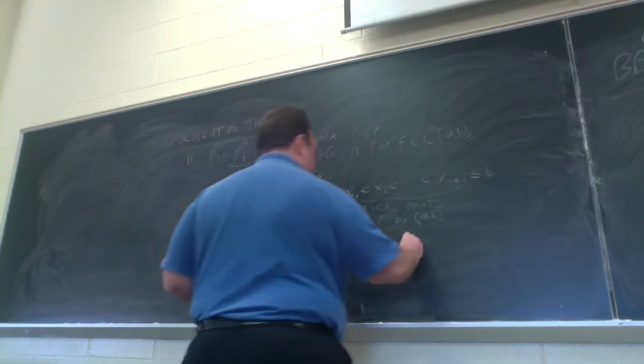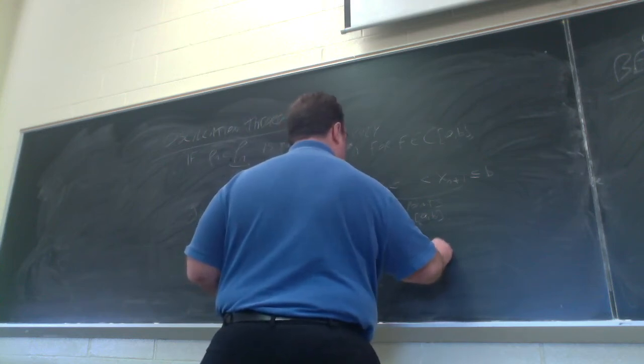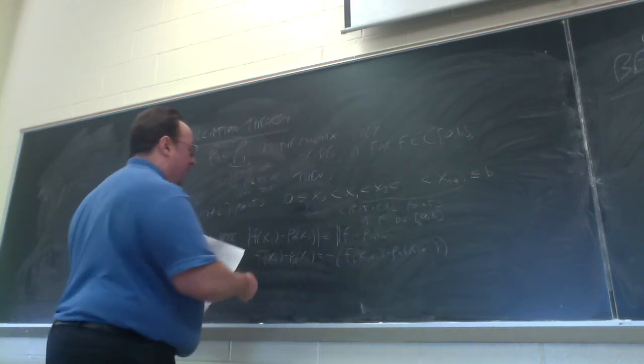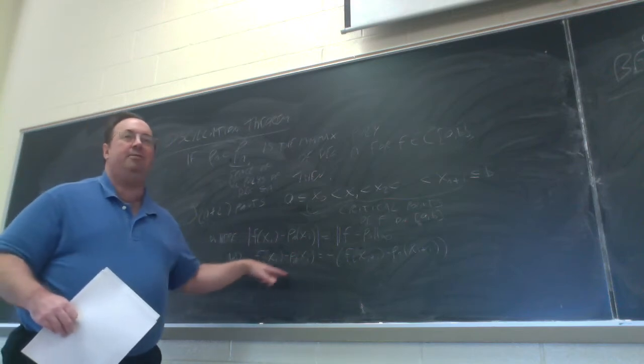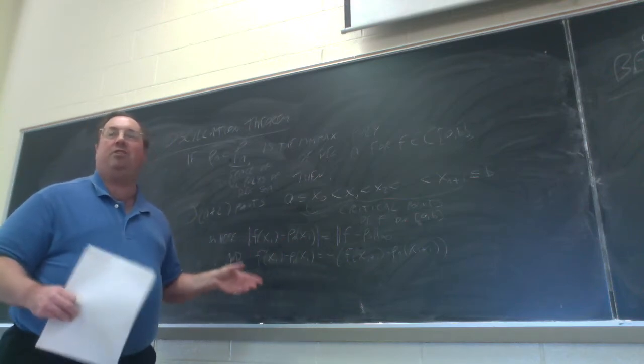These p's should be Pn's. So the sign of the error keeps going back and forth between positive and negative. That's why it's called the oscillation theorem.